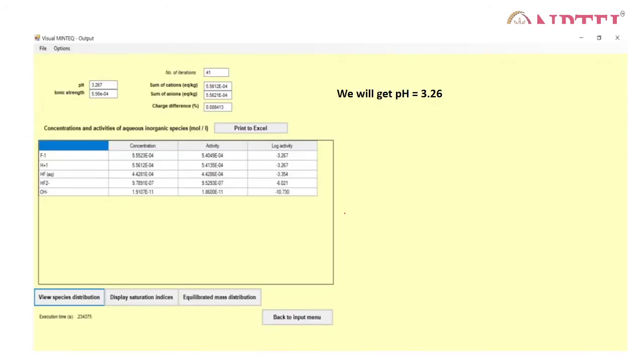So you will get this pH as 3.26, right? So this was our required pH, 3.267. So that was our correct answer, right? So we will move to the next question.